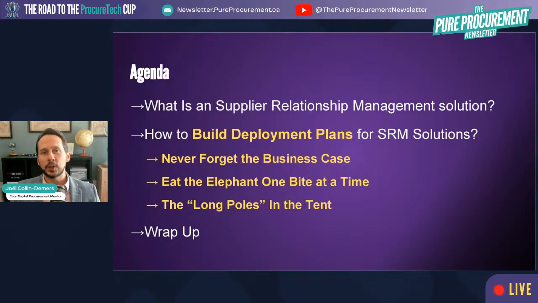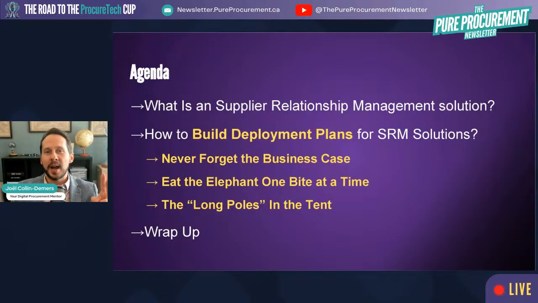And then we'll get into a chat, 15, 20 minutes with our friends at Graphite, which I'll let in here in a second, on how to build these deployment plans. How do we sequentially deploy our SRM processes? How do we think about risk and performance management? And there are 3 things we want to cover. Never forget the business case. We'll get into what that means.